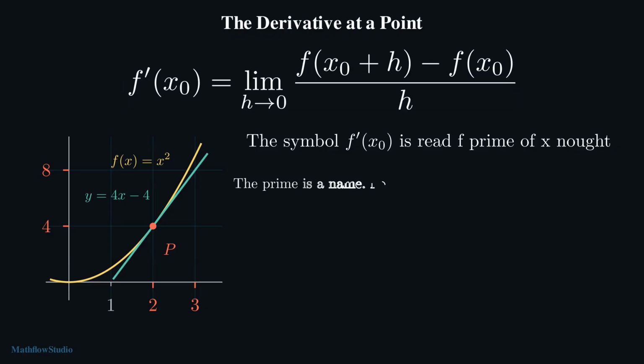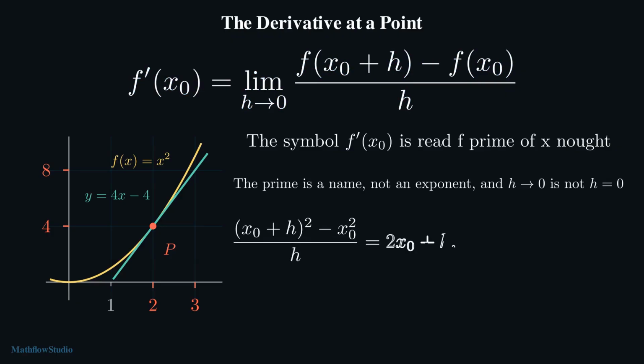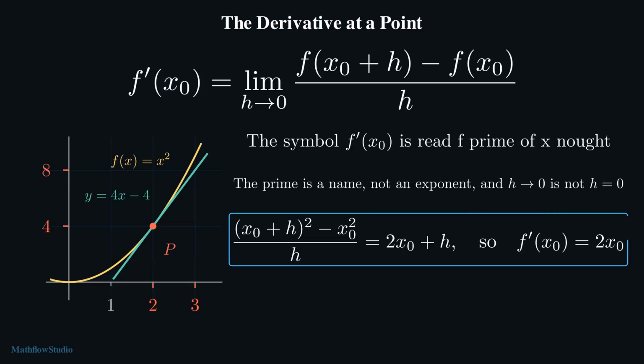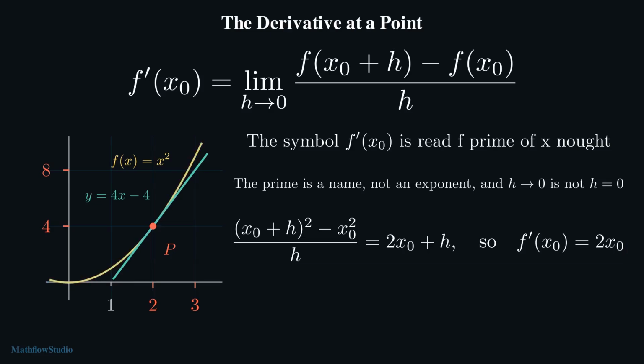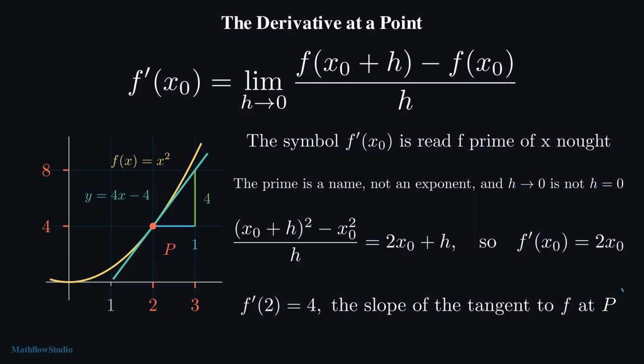The prime is a name and not an exponent, and the limit as the number h tends to 0 is not the substitution of 0 for the number h. For x squared, the difference quotient is 2x naught plus the number h, so f prime of x naught is 2x naught. At the input 2, that gives f prime of 2 equal to 4, which is the rise of 4 over the run of 1 on the tangent.